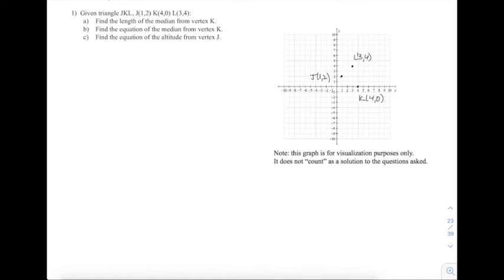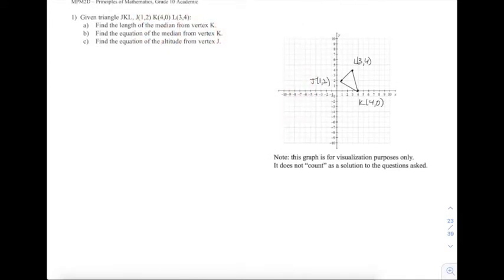Y equals negative x minus 1. Okay, so length of a median and equation of a median. A median is considered both a line and a line segment. So if I asked you for the equation of the median, it would be the equation from the vertex K. So from the vertex K, what is the definition of a median again?